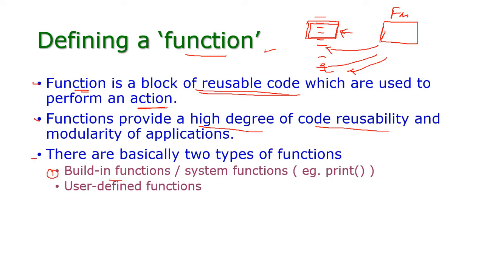And there are basically two types of function. The first one is built-in functions, otherwise called system functions, and the second one is user-defined functions. That is, users themselves can define their own functions. The examples for built-in functions are print, input, and so many other ready-made functions that we can directly utilize in our application. So these are called built-in functions. For user-defined functions, based on the requirement, the user can define their own function.